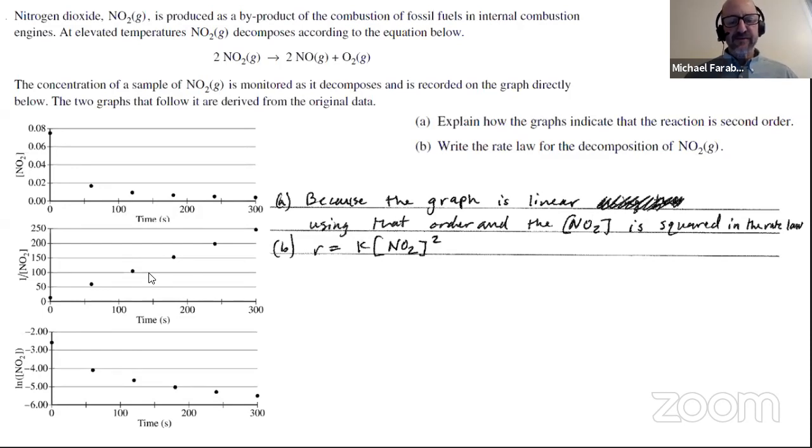The student says, because the graph is linear, using that order and the NO2 is squared in the rate law, and then they write rate equals k, the rate constant, times the concentration of NO2 to the second power. So think about how you might modify your response to get full credit for this question.